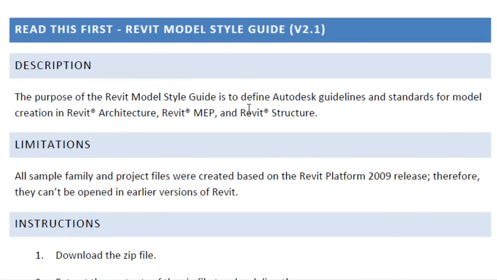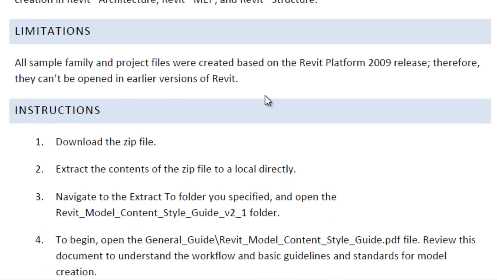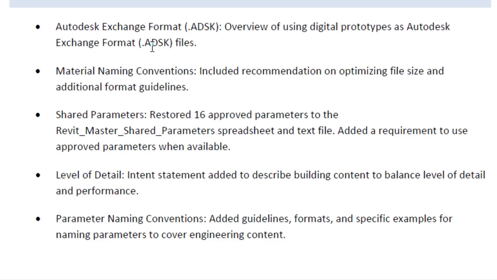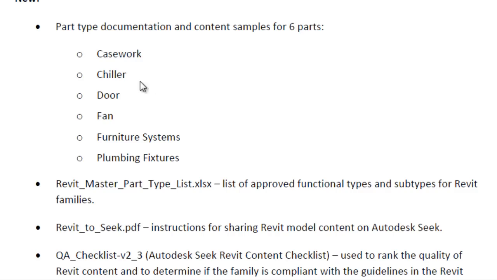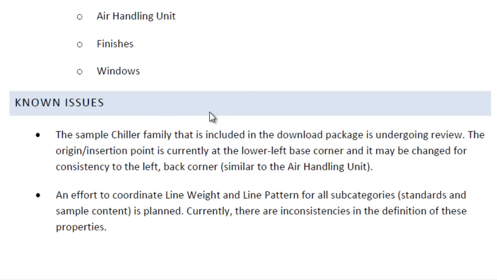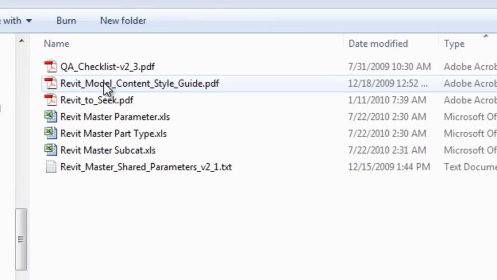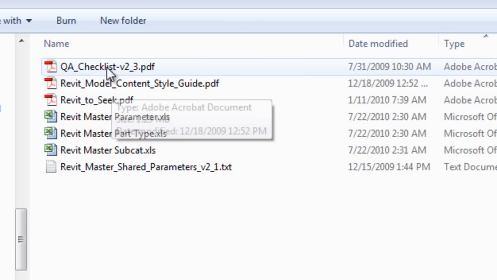The purpose of the Model Style Guide is to define Autodesk guidelines and standards for model creation in Revit architecture, MEP, and structure. Okay, here's how you download it. Here's some of the changes that have been made in ADSK, material naming conventions, shared parameters, and so forth. What's new in the guides, what was in version 1 and so forth, known issues. But there's the basics. And then in the general guide, you can go in here, find out if you want to learn about Revit to Seek, Revit Model Content Style Guide itself, the checklist.